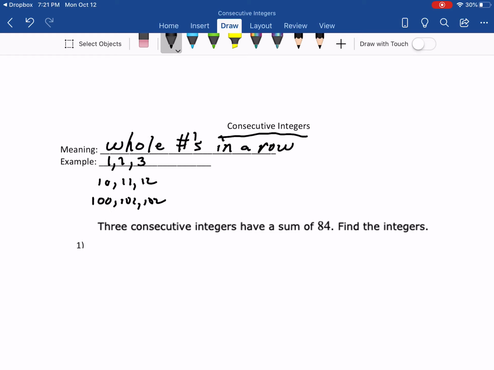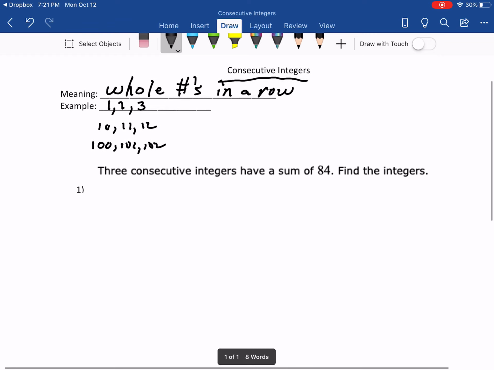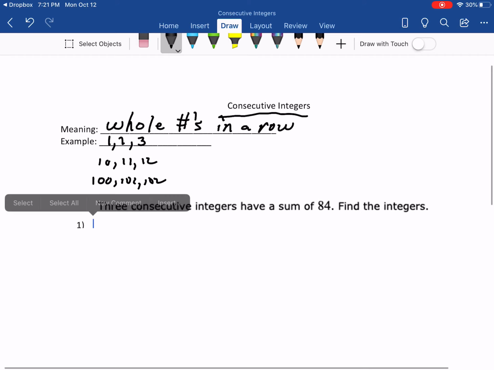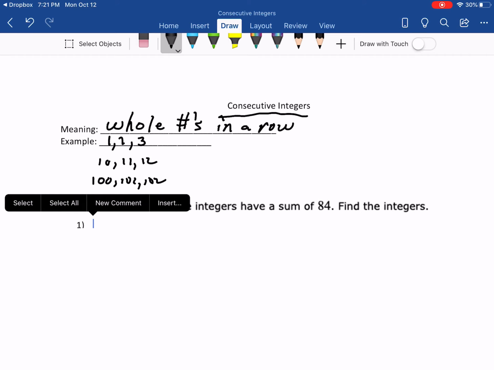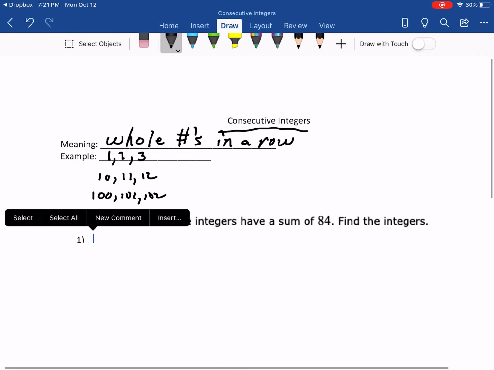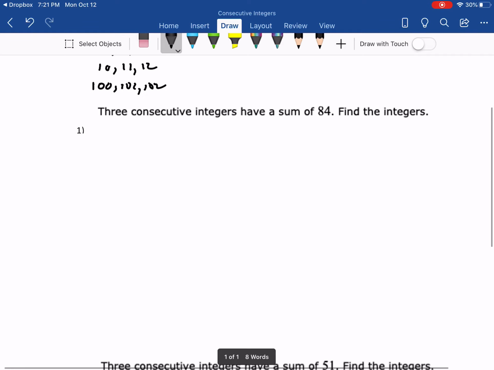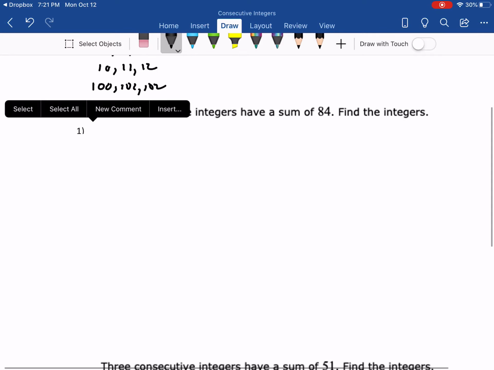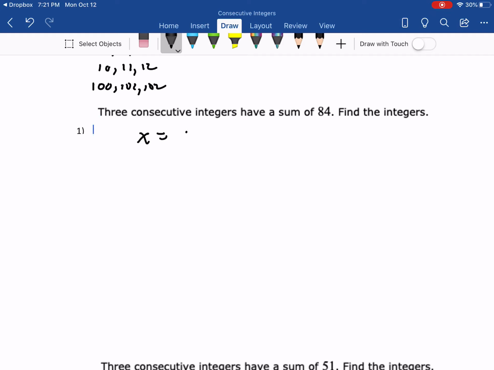All right, so let's take a look at how this works. 3 consecutive integers have a sum of 84. That means the first integer plus the second integer plus the third integer adds to 84. And we want to find the 3 integers. So let's call the first integer x, because we don't know what the first integer is. x is our starting point.